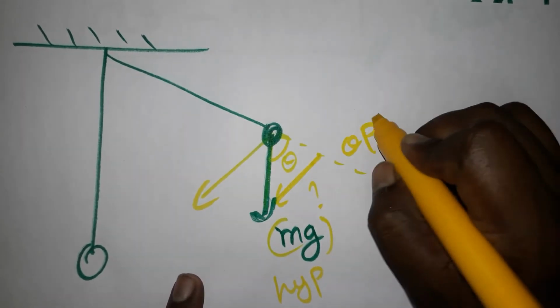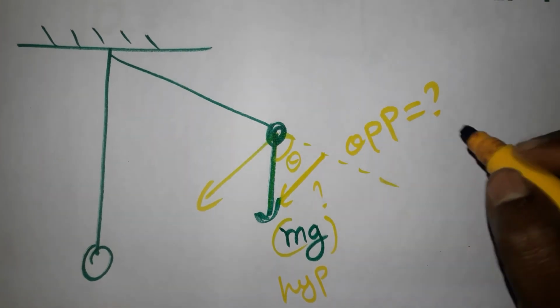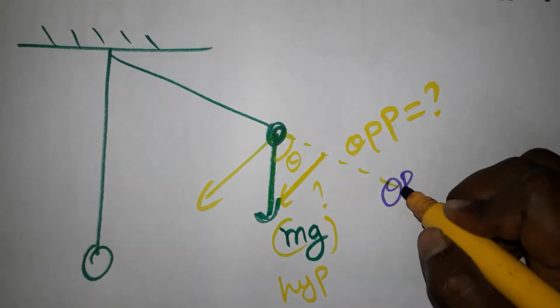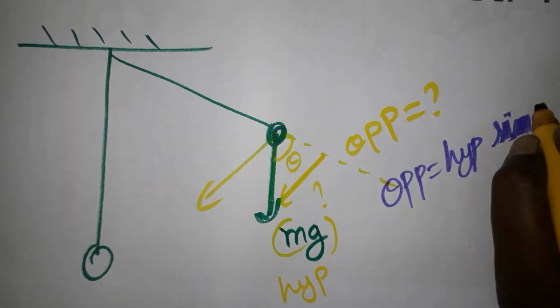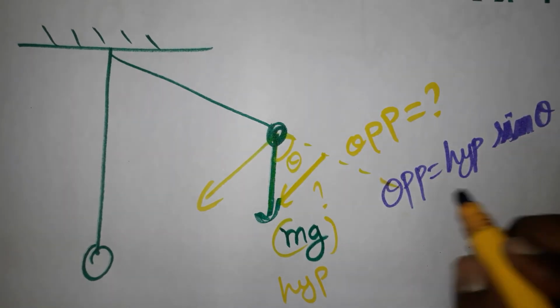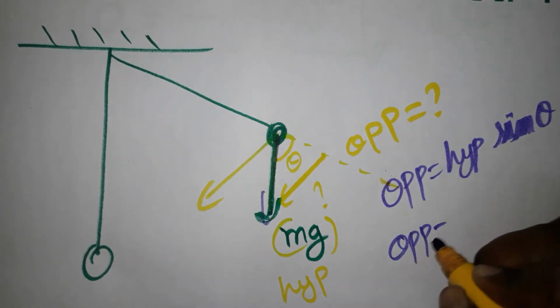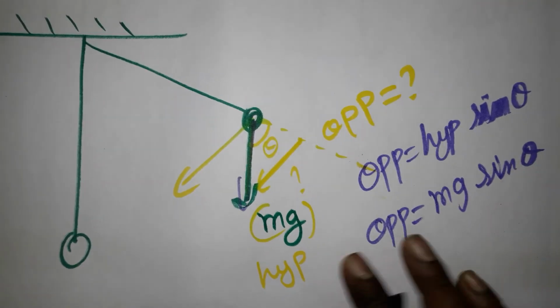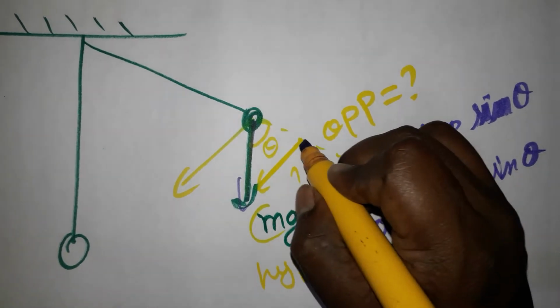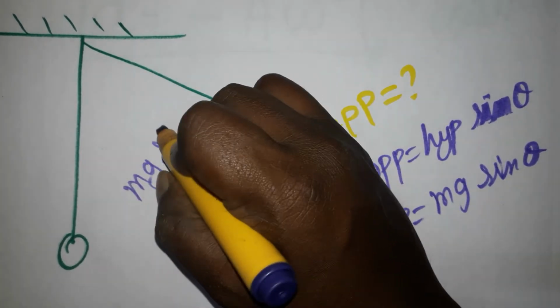So opposite is equal to dash. I don't know from this small triangle what the opposite is. So opposite is equal to hypotenuse times sin theta, because sin theta is equal to opposite by hypotenuse. In this triangle, hypotenuse is mg. So opposite is equal to mg sin theta, which is acting this side. So this side will be mg sin theta.